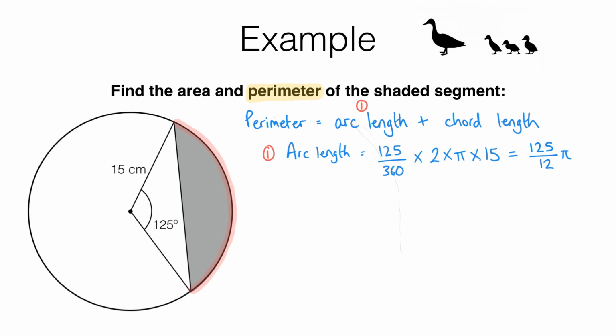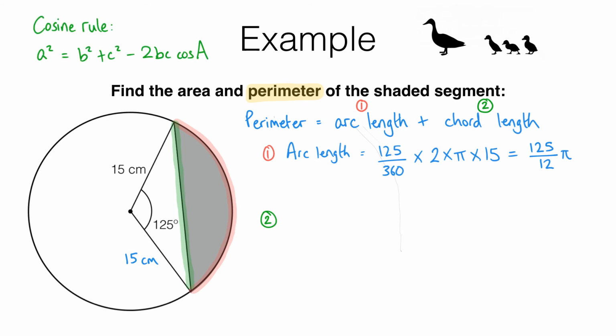Secondly, let's look at the chord length. That is this part of the perimeter here. Notice that this chord is actually one of the sides of this triangle. And remember that we know that the length of this side of the triangle is 15 centimeters because it is a radius of the circle. To find the length of this side of the triangle then, we need to use the cosine rule, because we've got 2 sides and the angle between them, and we're looking for the length of the third side.